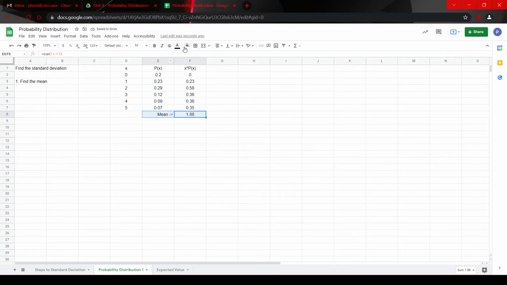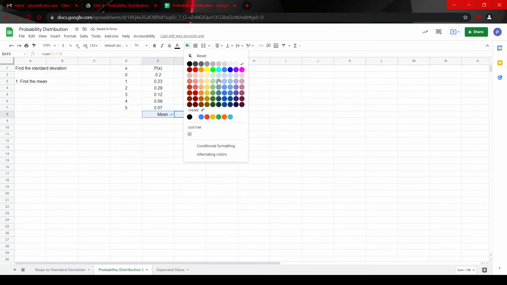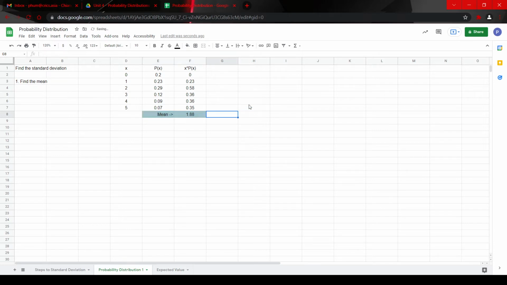And I will highlight this in, let's do blue. All right. So second step, subtract the mean from each random variable. And our random variable here is x, right? So we have everything from 0 to 5. So I'll do it here, x minus the mean. My x here is at D, and I want to minus the mean, F8.